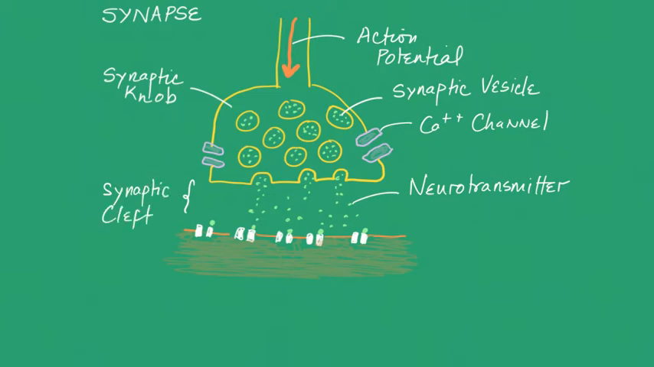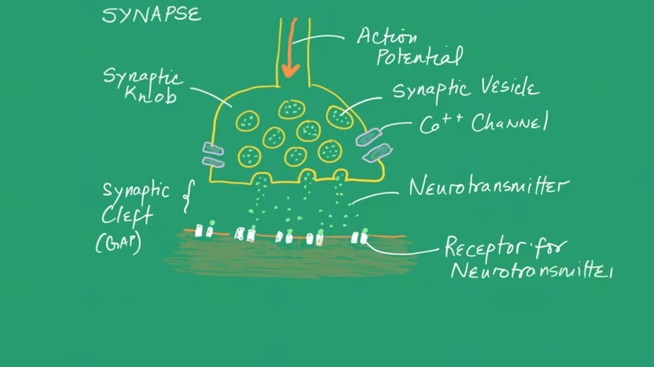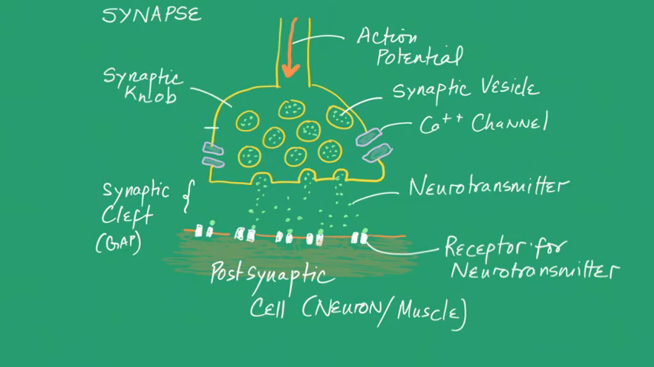The neurotransmitter then binds to ligand-gated channels, and these channels are receptors for the neurotransmitter. The neurotransmitter could be either dopamine, adrenaline, glutamate, GABA, etc. The cell that is beyond the synaptic cleft is called the postsynaptic cell. This could either be a neuron or a muscle. The cell that releases the neurotransmitter is called the presynaptic neuron because it is placed before the synaptic cleft.